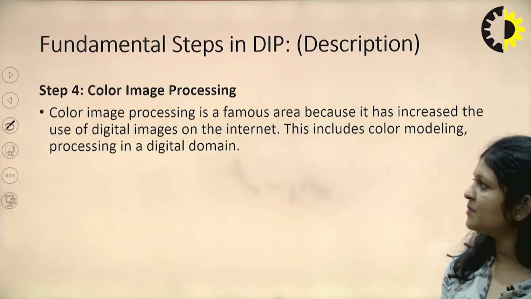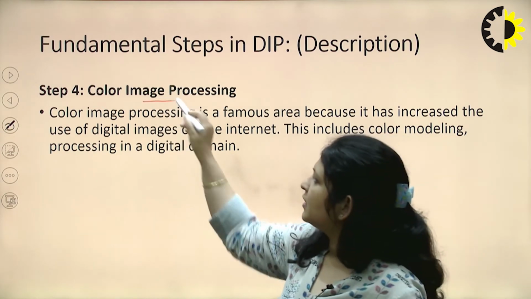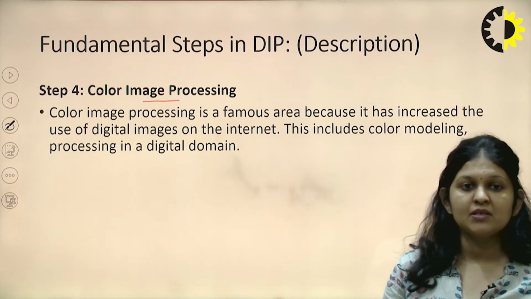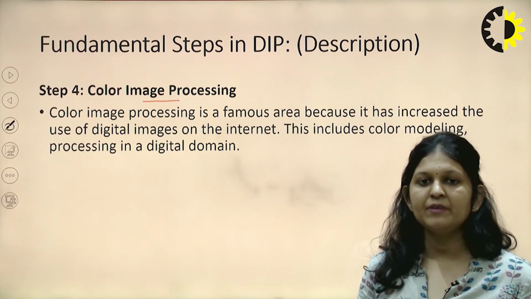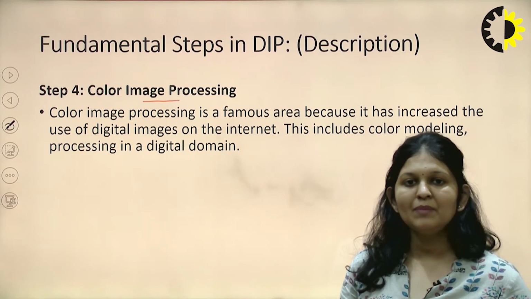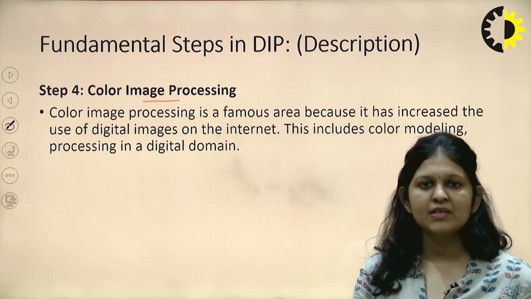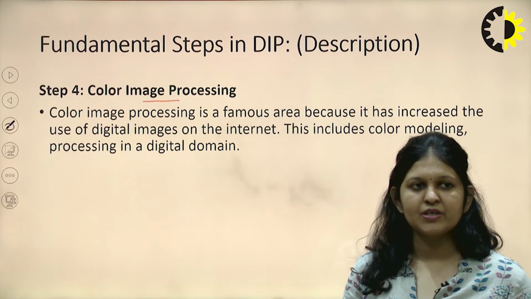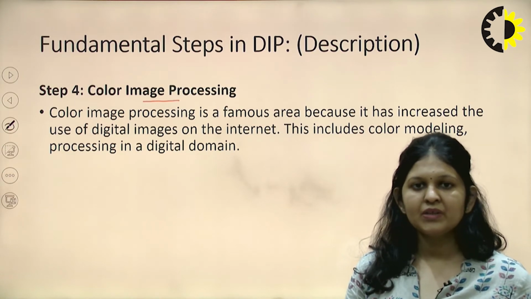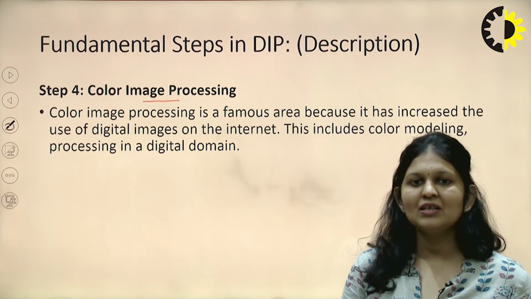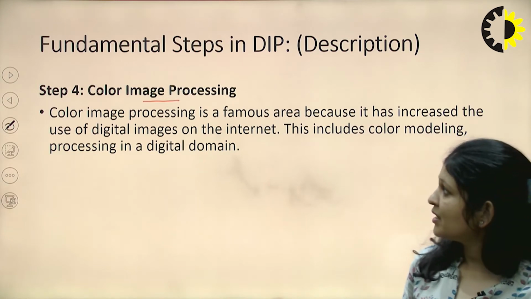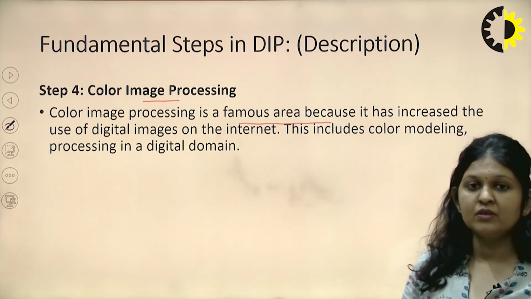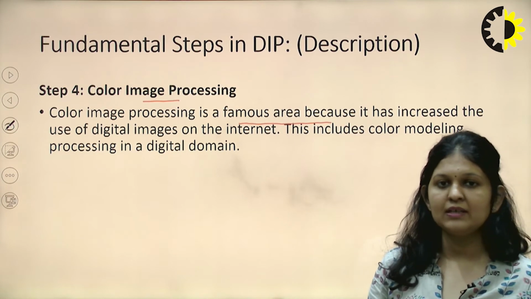Then the fourth step is color image processing. Initially, when people were working in image processing, most of the research was on black and white images, more or less. Then they started working on grayscale images. But after that, they started working on the original colored images. Color image processing is famous nowadays because we have so much advancement in color images.